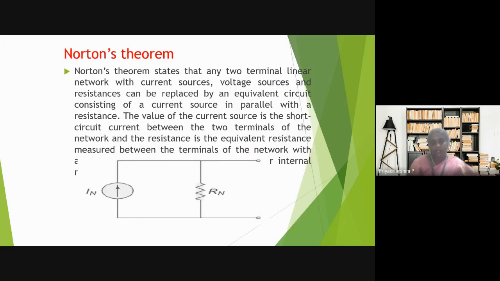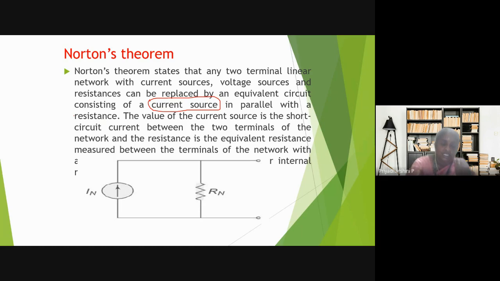The next theorem we are going to see is Norton's theorem. So what is Norton's theorem? Norton's theorem states that a two-terminal linear network, with current sources and voltage sources present, can be replaced by an equivalent circuit consisting of a current source in parallel with a resistance.